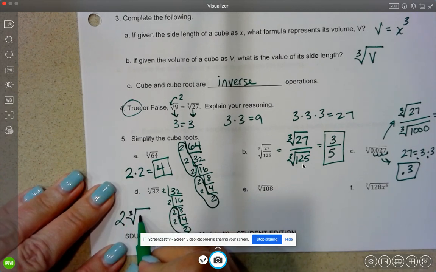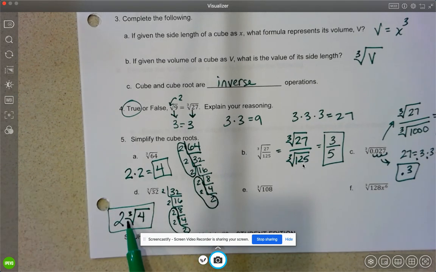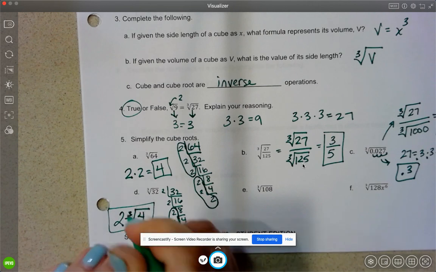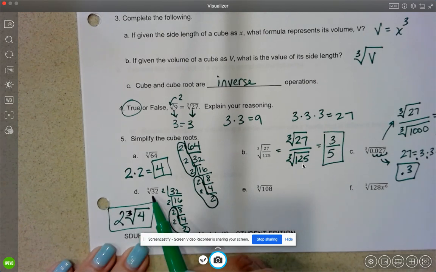So 2 cube root of 4. And you have to make sure that you put that index in there, and don't forget, because if you didn't write the 3 in here, cube root, then if you just leave it off, it means that it's a square root, and you know that there's a square root of 4. So you got to make sure that you put the index in there if you're left with a radical.